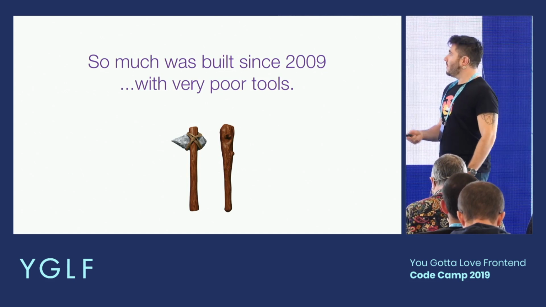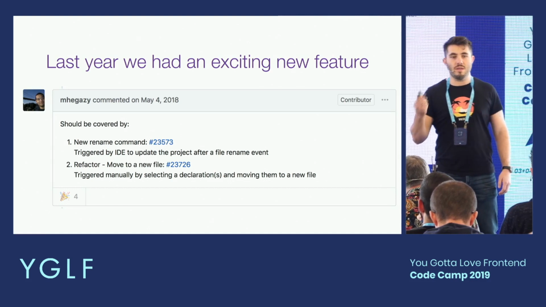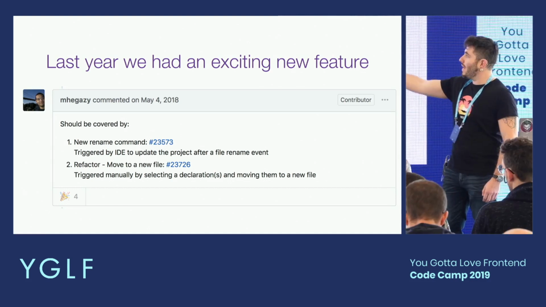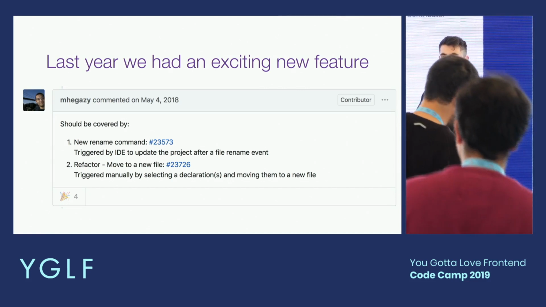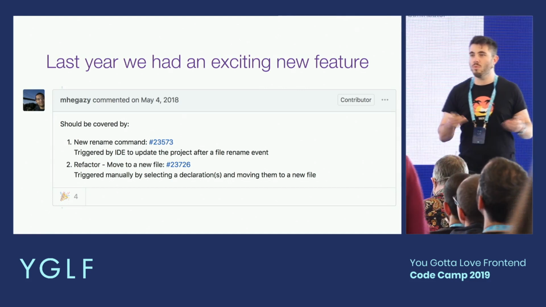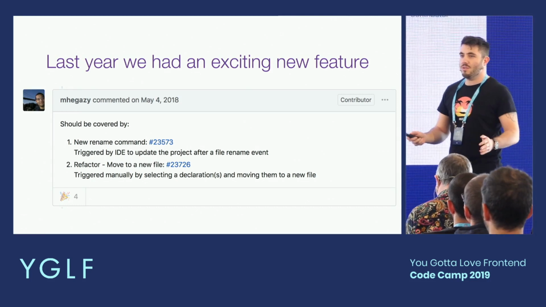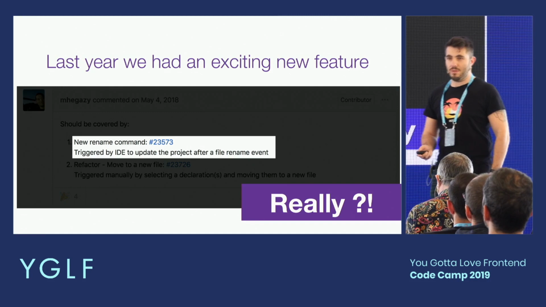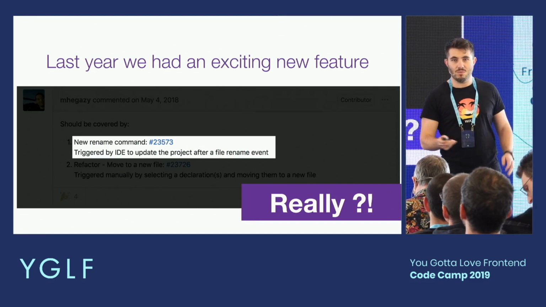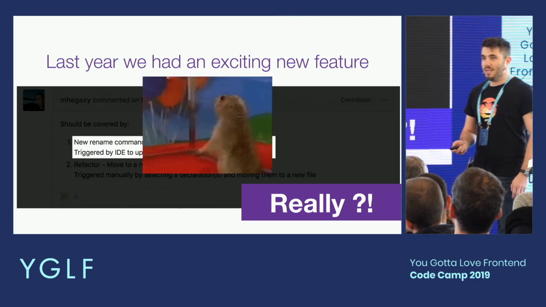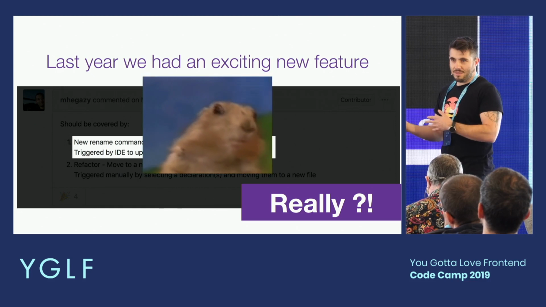Let's see a proof. This is a pull request from the VS Code repository from May of 2018, right? And in May of 2018, moments before we're all moving to Mars, we finally got an amazing new feature that allows us to automatically rename variables. Okay? Really? Is this the best we can do? This makes me really sad.